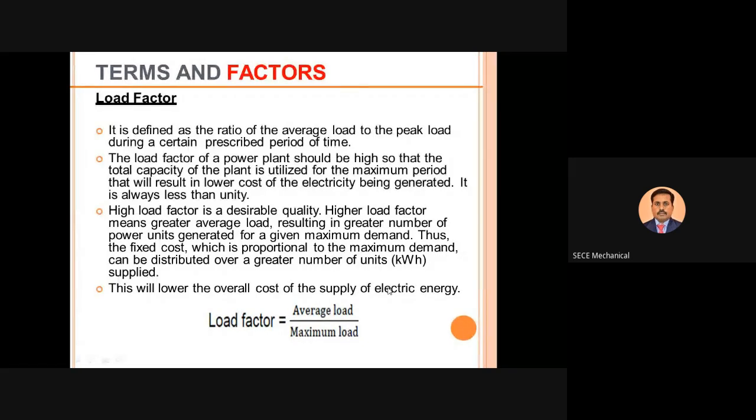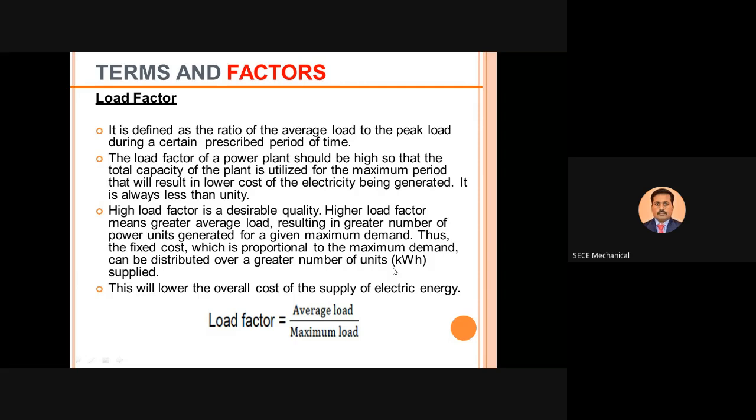The load factor of a power plant should be high, so that the total capacity of the plant is utilized for a maximum period, which results in a lower cost of the electricity being generated. It is always less than unity. So you have to keep in mind, the load factor should always be less than unity. Why am I saying less than unity? Because then only can we supply the power without any trouble. If it is more than unity, we cannot supply.